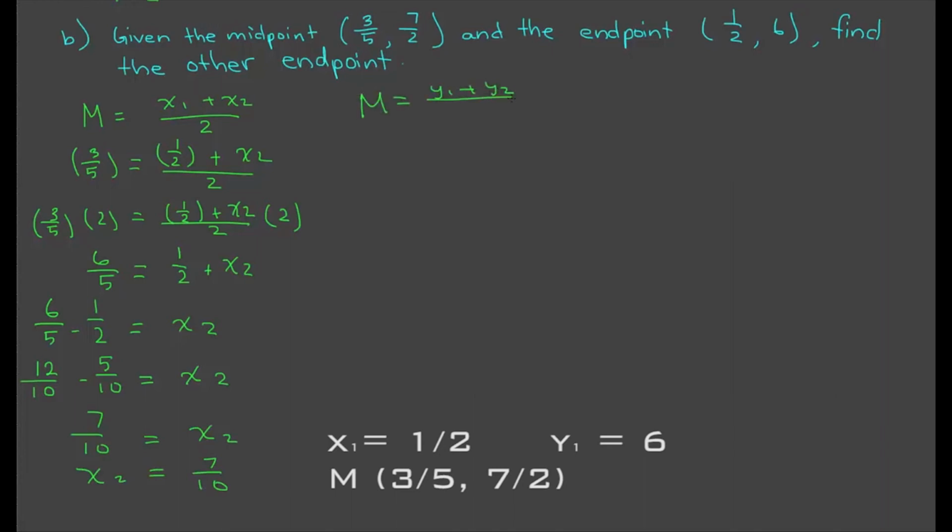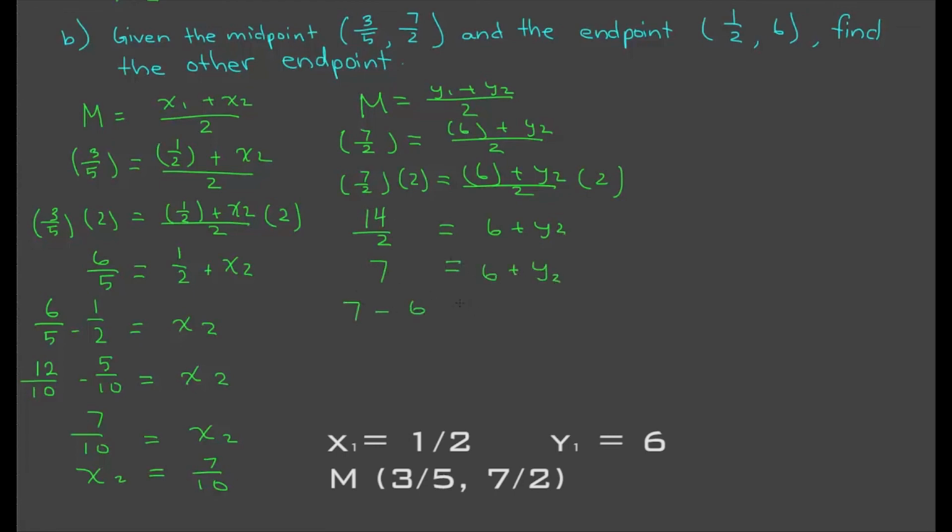M equals (y1 plus y2) divided by 2. Then we will substitute our points into the equation using the y-coordinate of the midpoint for M. 7 halves equals (6 plus y2) divided by 2. 7 halves multiplied by 2 equals (6 plus y2) divided by 2 multiplied by 2. 14 halves equals 6 plus y2. 7 subtract 6 equals y2. y2 equals 1. Therefore, our other coordinate is (7/10, 1).